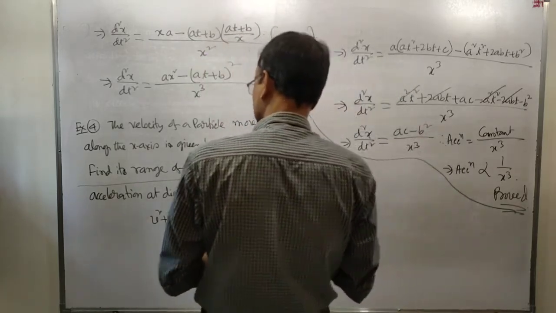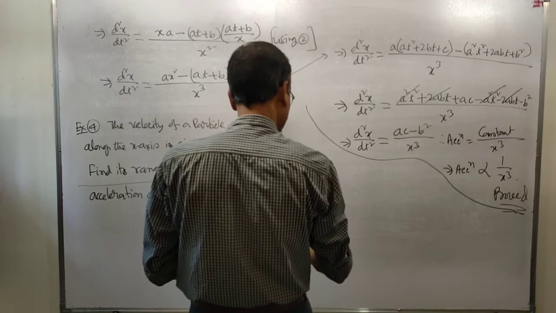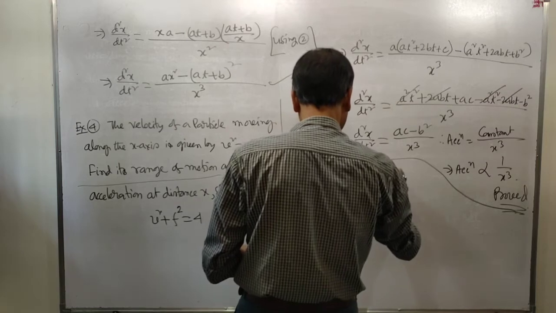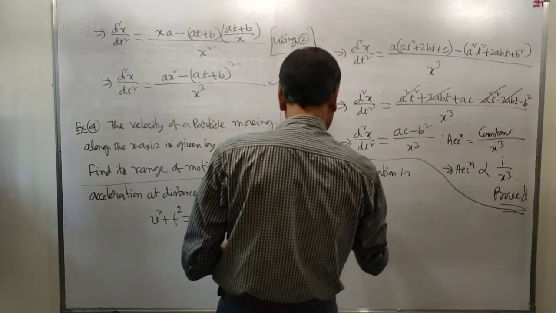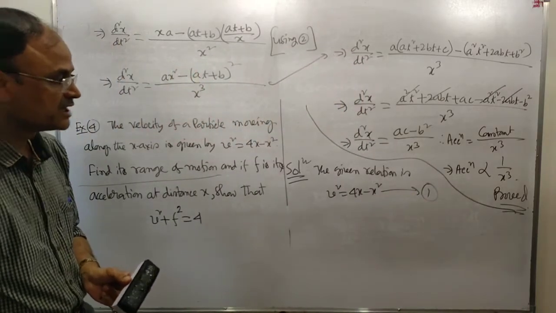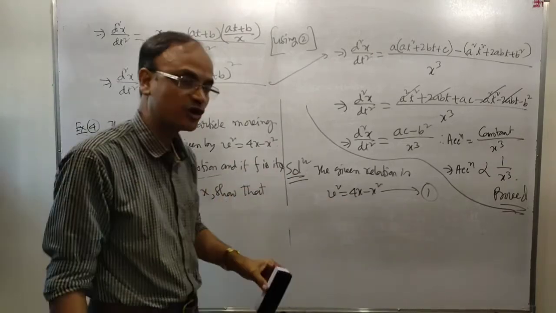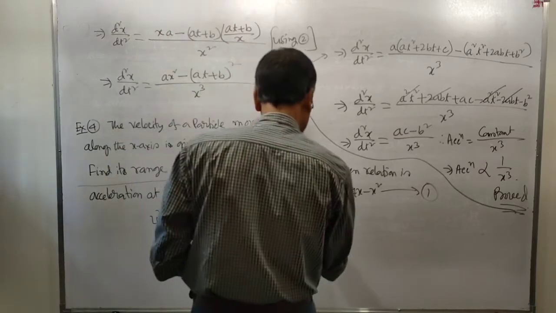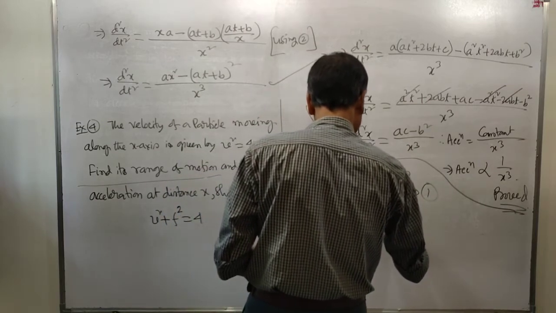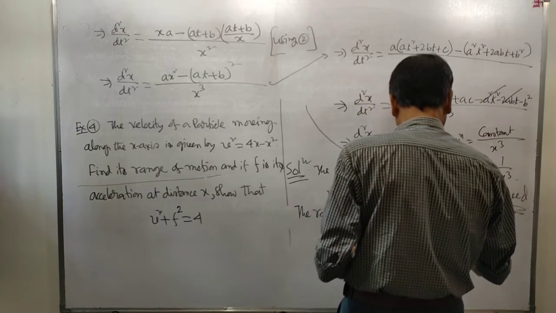Now, let me write a solution. The given relation is p square equal to 4x minus x square. Suppose this is number 1. The given relation is this. Now, find its range of motion. The range of motion is given by velocity equal to 0.